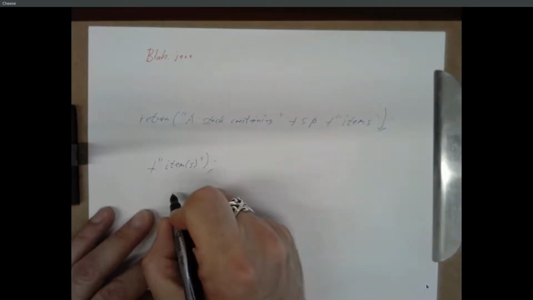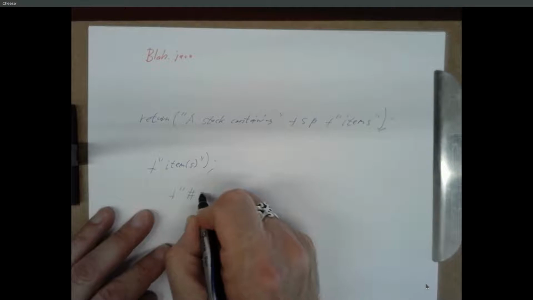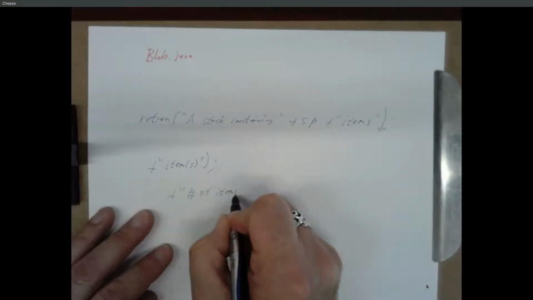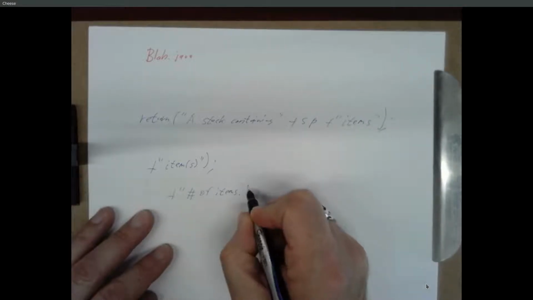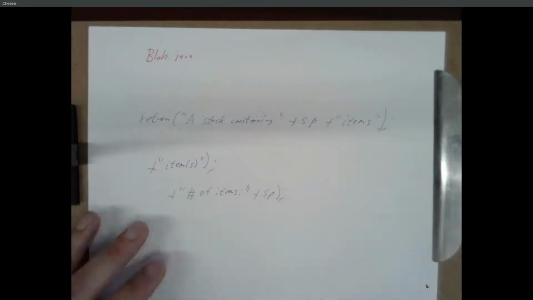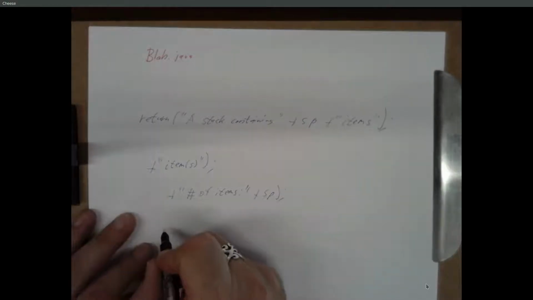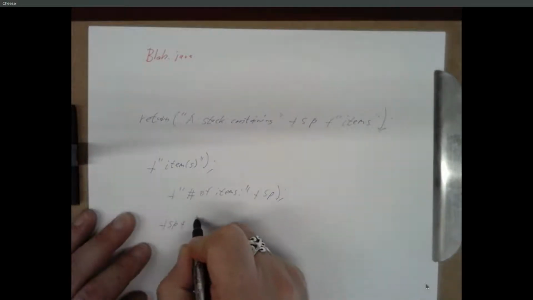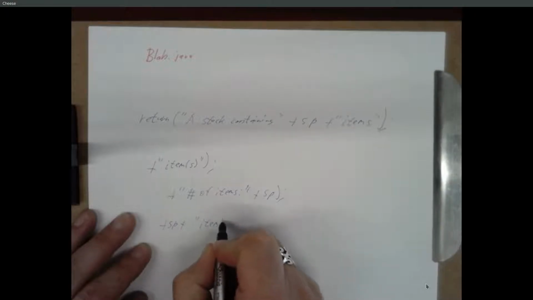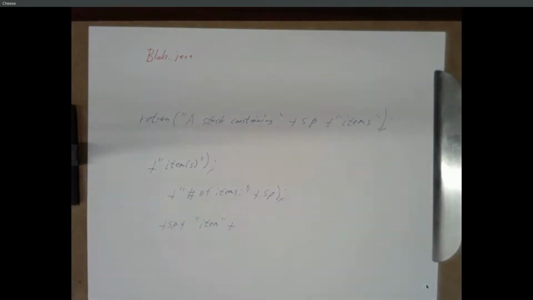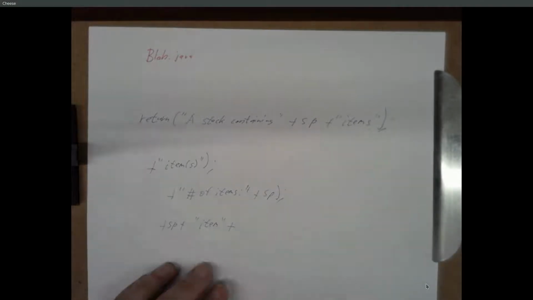We could also do number of items, colon, plus SP. Now it says number of items 0, number of items 1, number of items 2, and we don't have to worry about the plural thing. That's the one I usually cheat with. We could do SP, and we could concatenate the word item, and then we could concatenate the following.